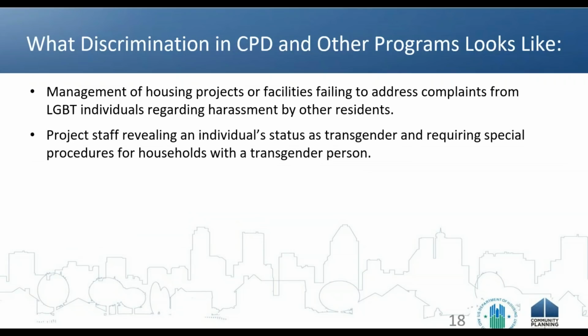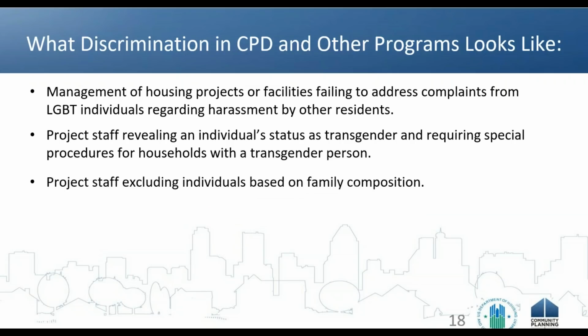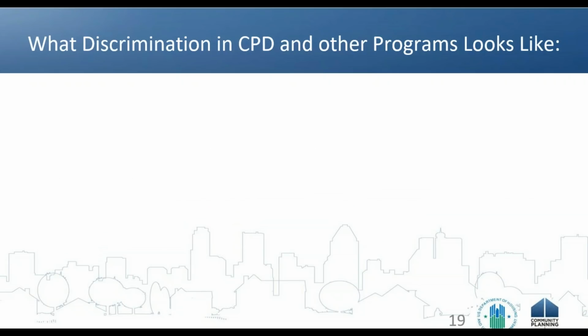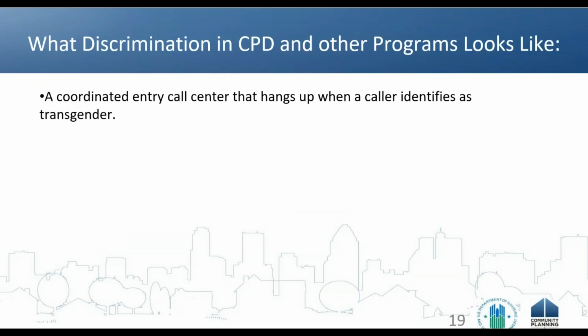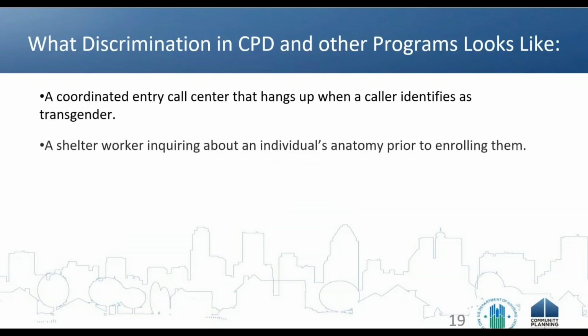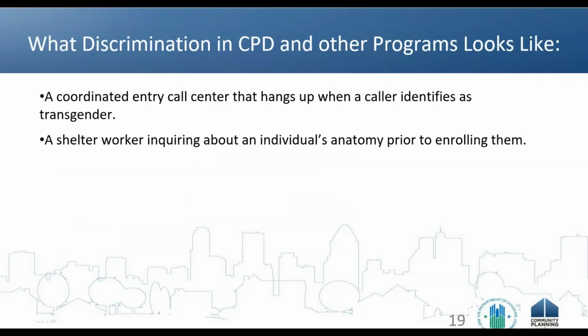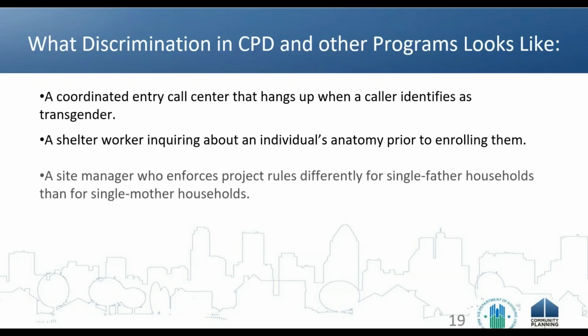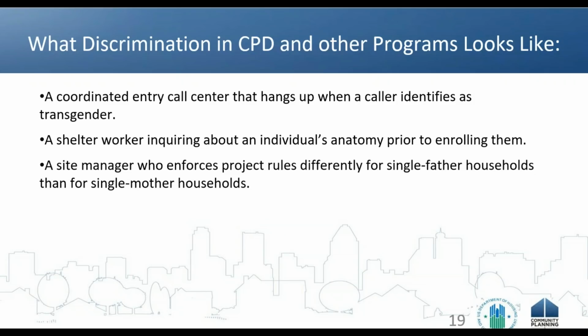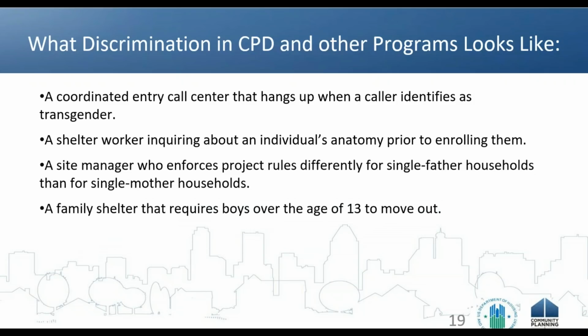Abby talked about at the beginning the research that came out around coordinated entry call centers. So if we move on to the next slide, you'll see a call center operator that hangs up on a person once the caller is identified as transgender. And this is a particularly tough way, because individuals who are excluded from the system as a whole may not even show up as having been discriminated against.